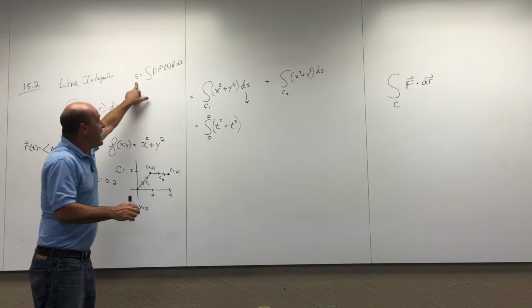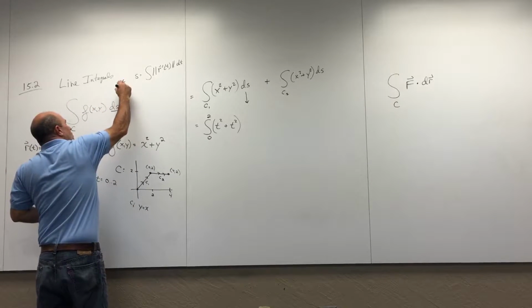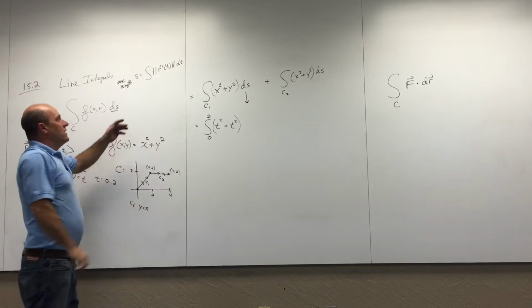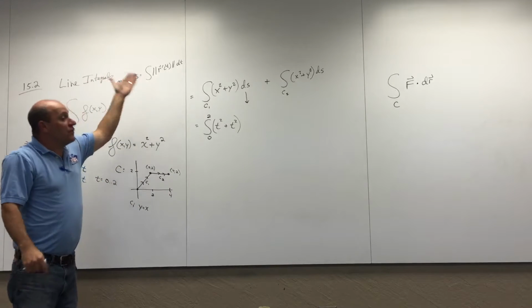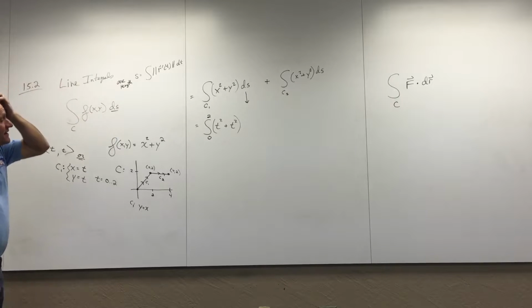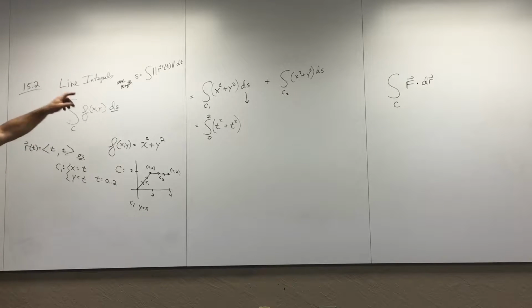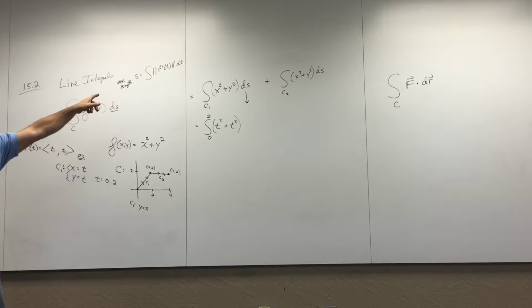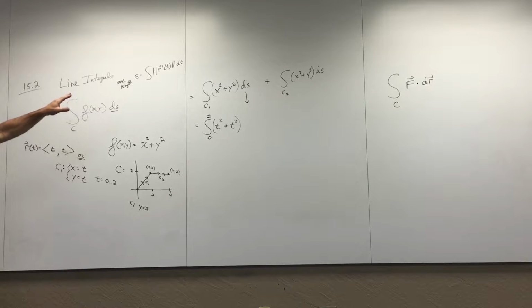The old arc length S was the integral of the magnitude of r prime of t dt. Now that was discussed. I don't know if I ever tested you on it. Maybe not, hardly at all. But that was discussed briefly back in chapter 12. It was a little bit on your take-home quiz. But now check this out.